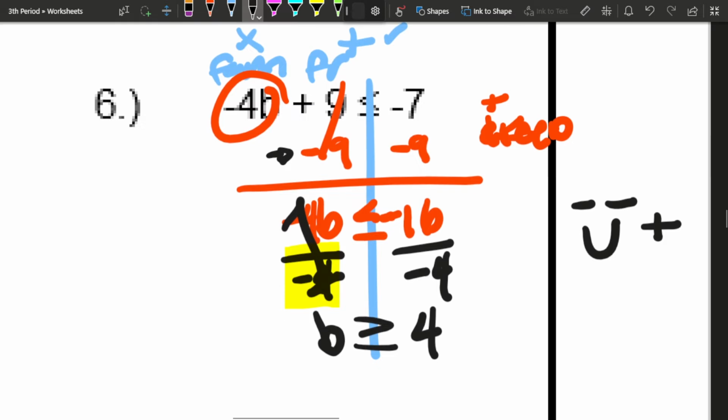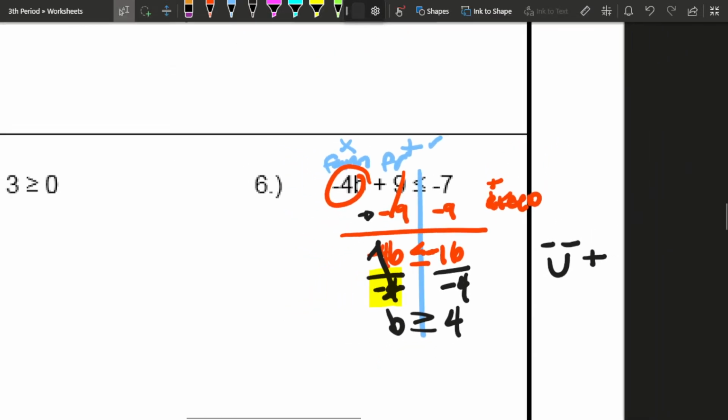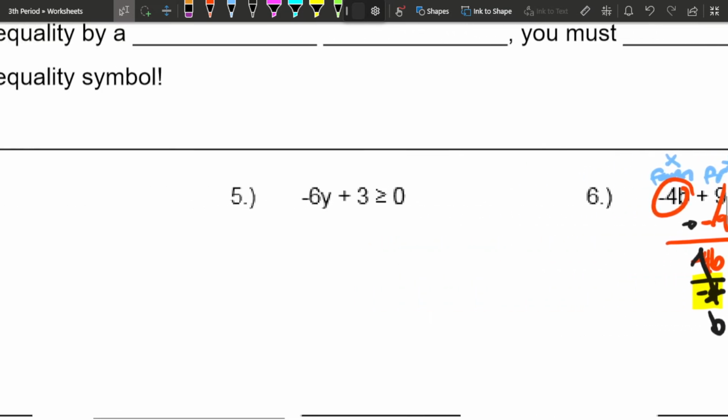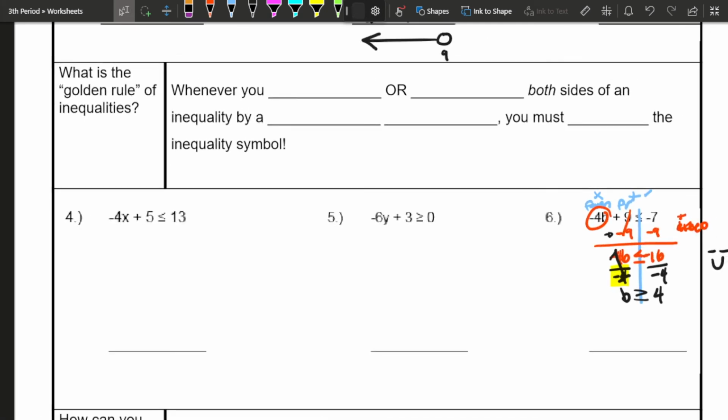Now, that means that whenever you have a number with a variable that is negative, if you have answer choices, just look at the signs. Whenever you have something like on 4 and 5, negative 4x, that's multiplying, right? Number 5, negative 6y, that's multiplying. So you know that at the end you're going to have to divide by that negative 4, and the sign has to flip. So look for the answer choice that has the sign flipped at the end.